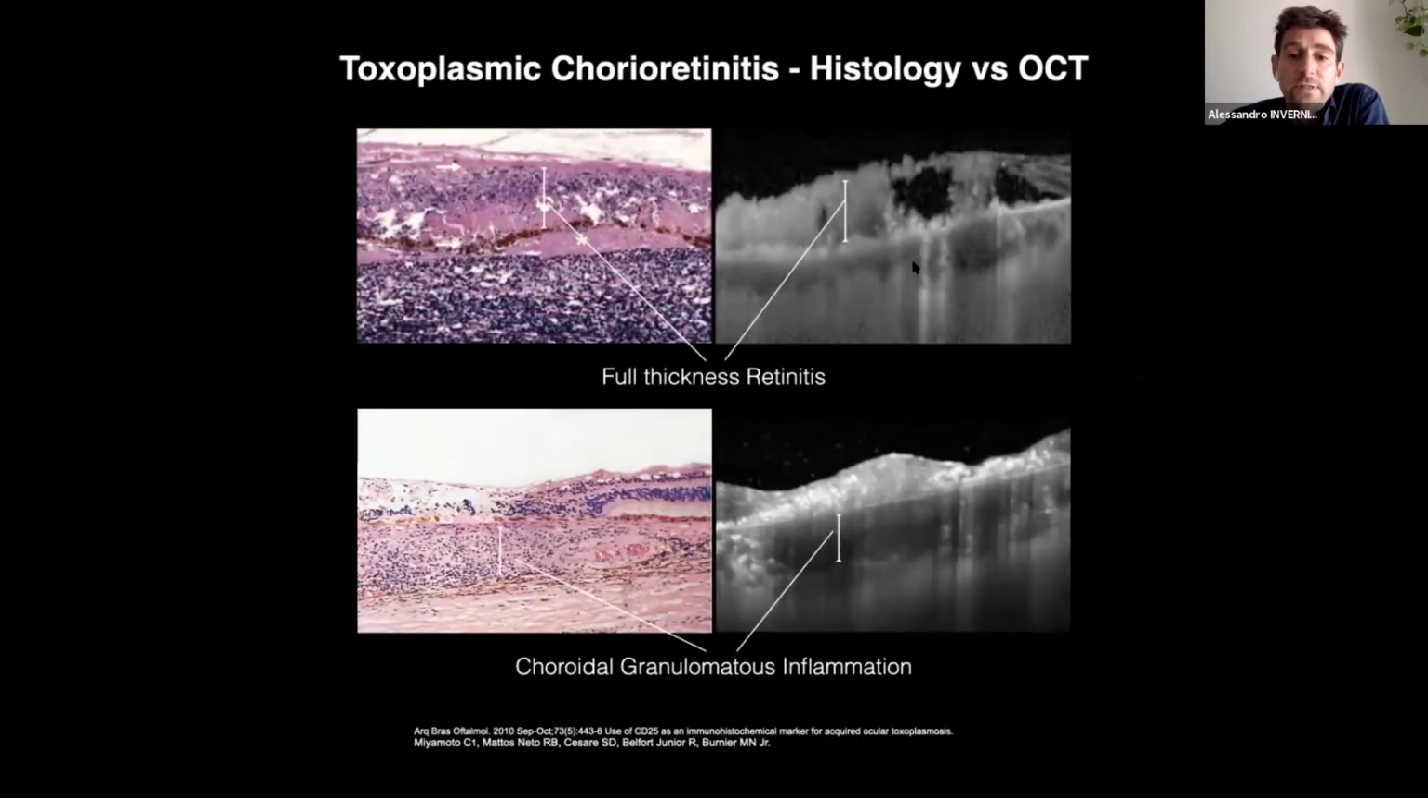While in toxo, for example, you definitely have an involvement of the retina, full thickness retinitis. You may have involvement of the RPE, but what makes the difference is that the choroid often, very often, looks involved, and it has a disruption with a granulomatous infiltration of the stroma.